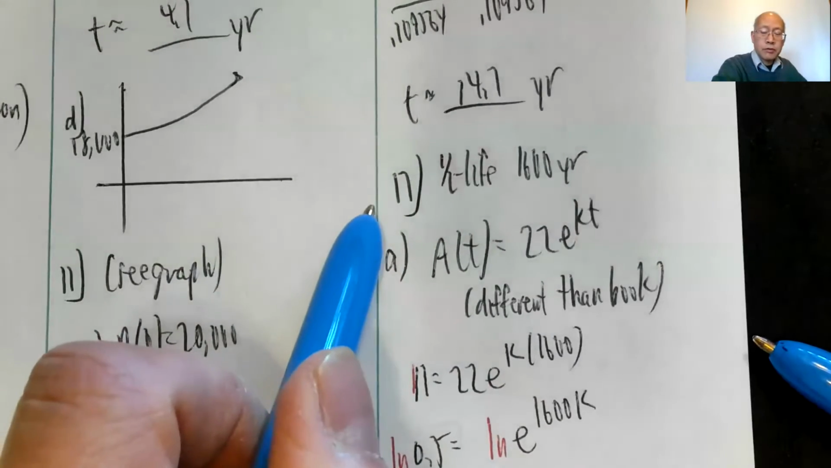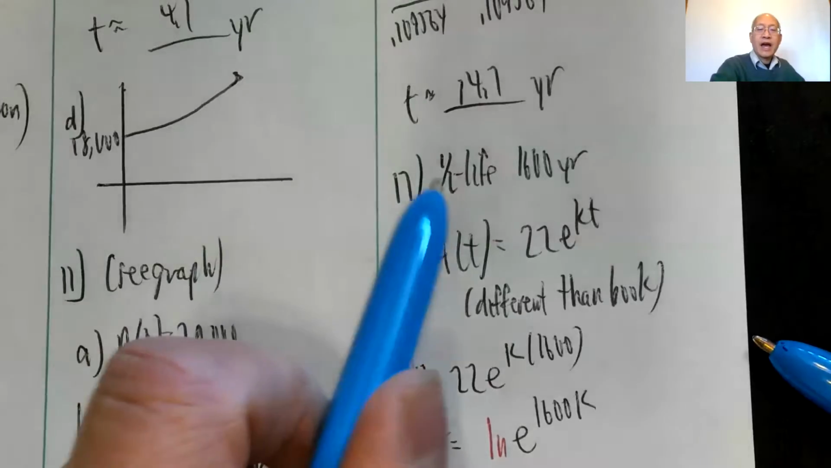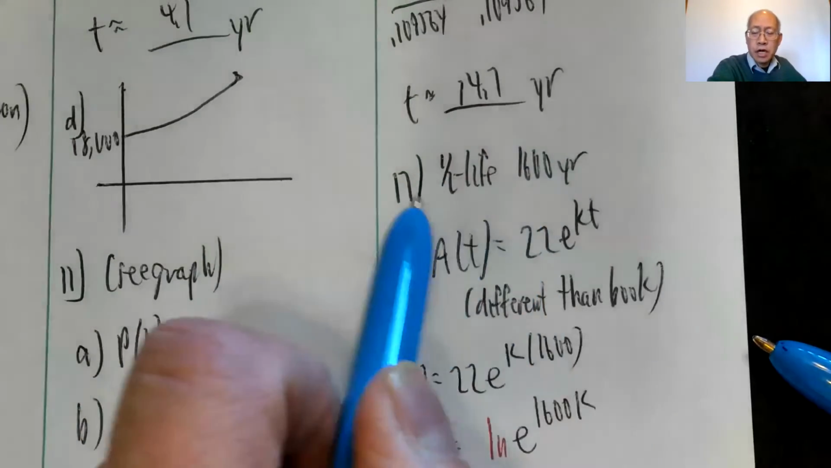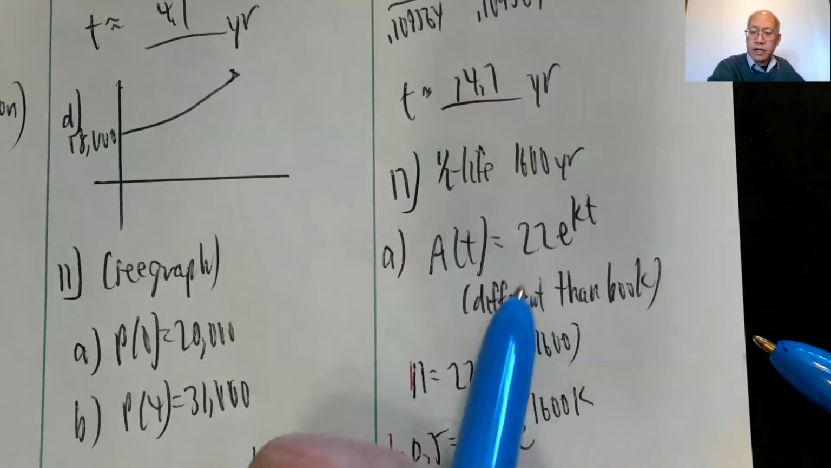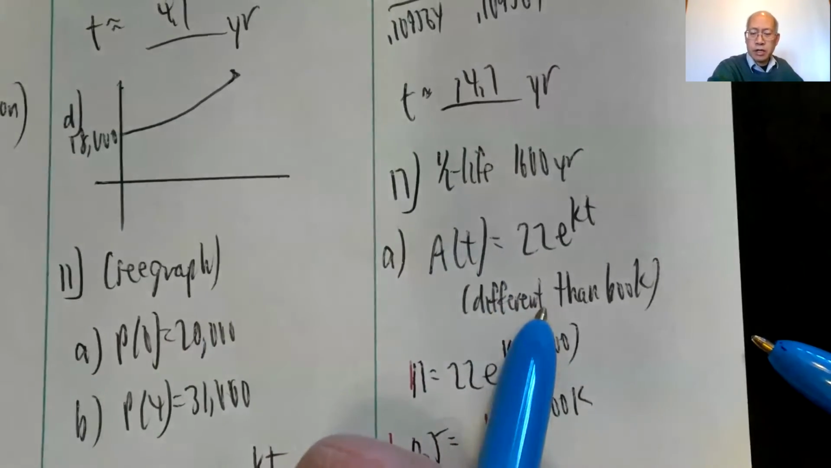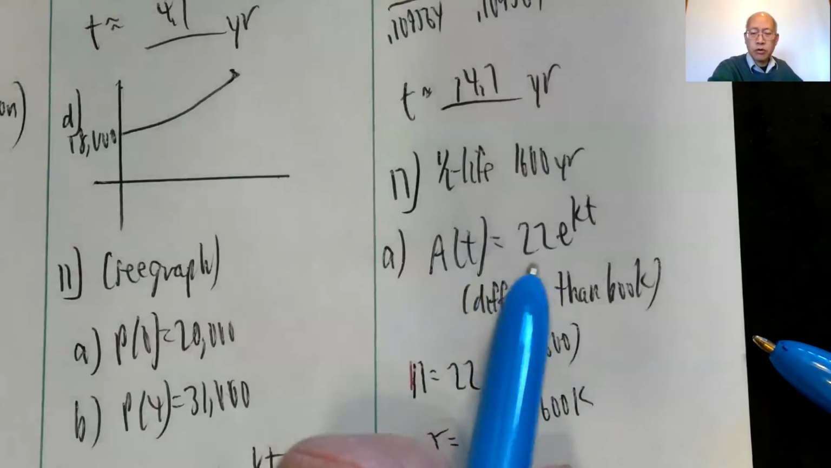All right, so starting with 17, we have decay. Half-life of 1,600 years means after 1,600 years, you have half the original amount. Okay, so again, different than the text. The text wants you to use an exponent other than e. We're only going to use e.